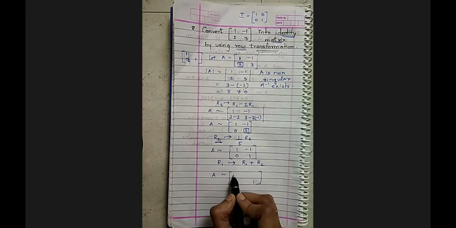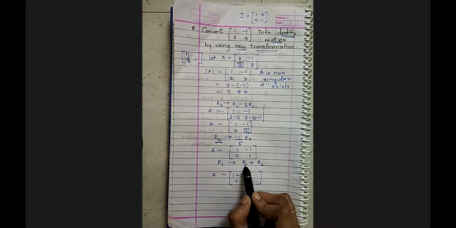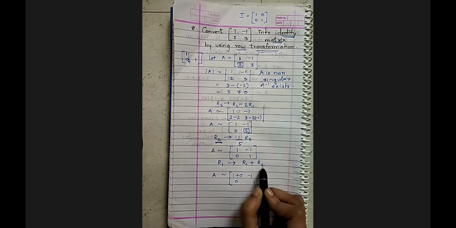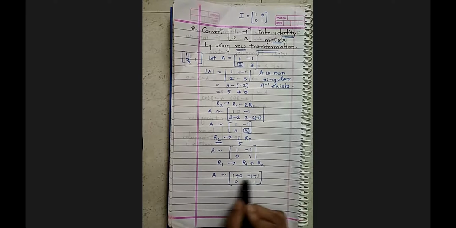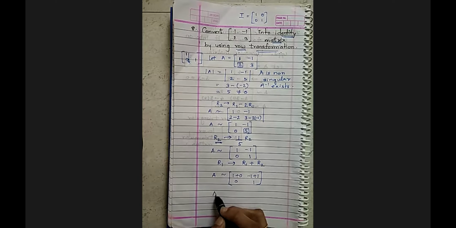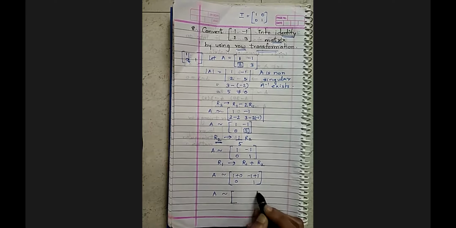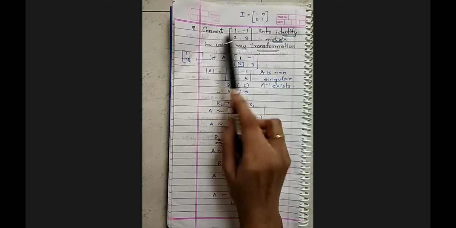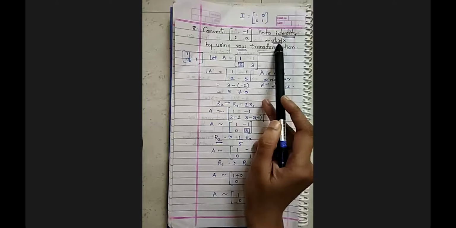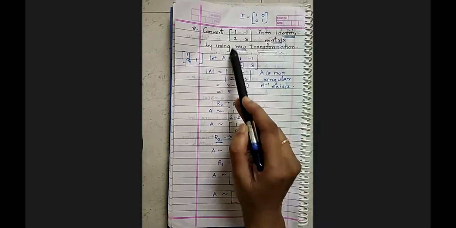So what is your R1? 1. And the corresponding element of R2 is 0. So it is 1 plus 0. So R1 is minus 1 and corresponding element of R2 is 1. So it is plus 1. Okay, this is the change you're doing in your R1. So A is similar to 1, 0, 0, 1. So this is what you converted into an identity matrix. So this way you can convert any particular matrix into an identity matrix by using row transformation.